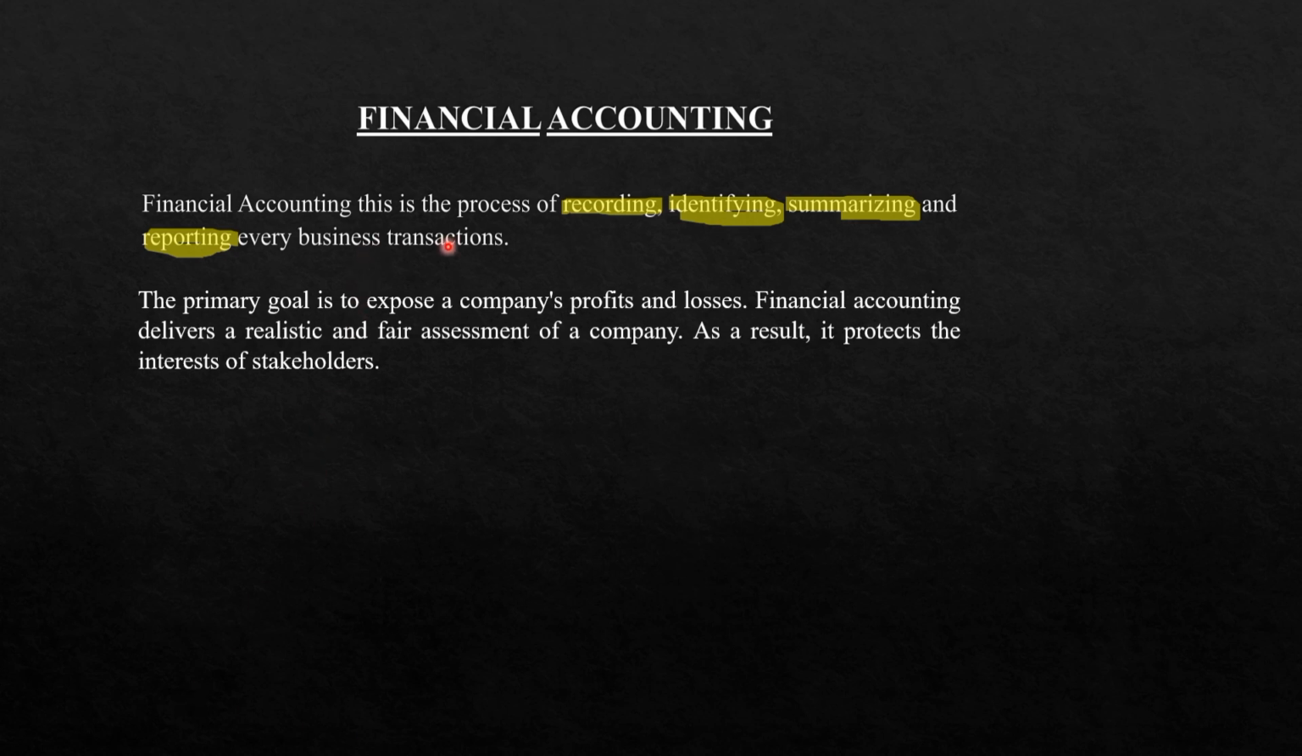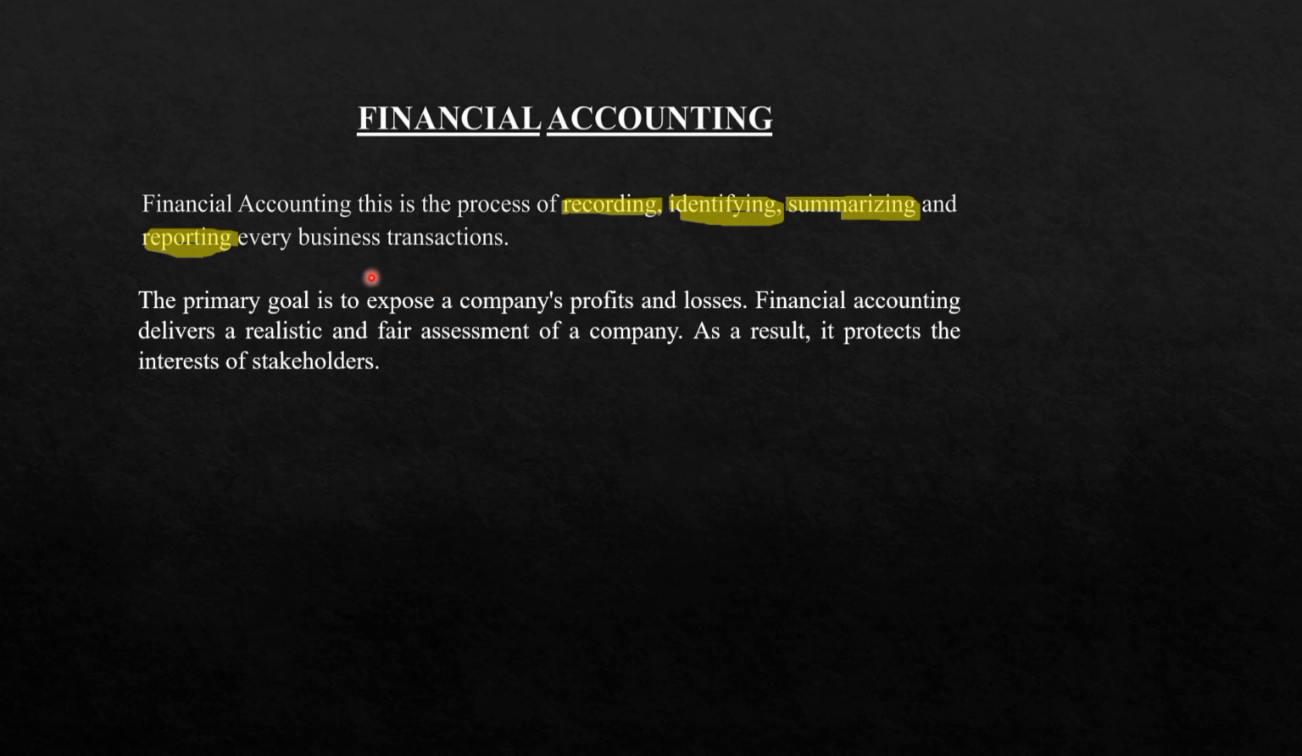So it is the process of recording, identifying, summarizing, and reporting every business transactions. So just from the term itself, process, meaning it has got some stages, it has got some procedures to follow as we are recording these transactions.